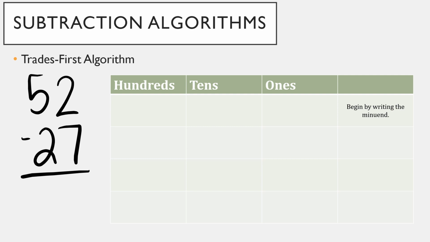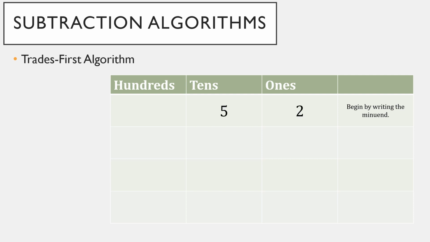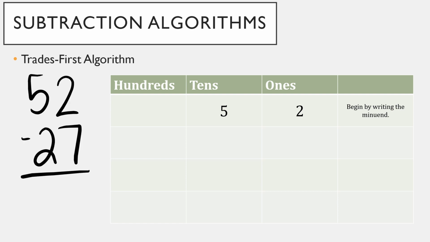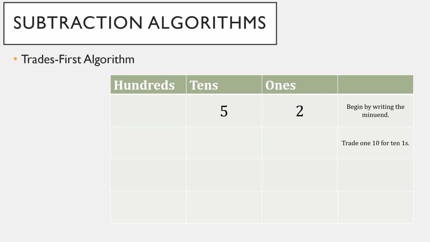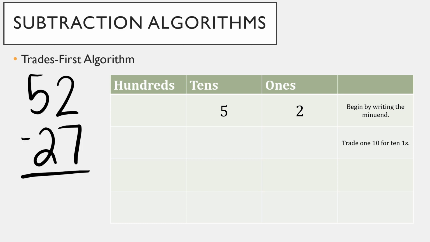So you're going to start by writing your minuend in. That's our original number that we started with, so 52. Then we are going to determine if we need to regroup. We are going to need to regroup because we cannot take 7 away from 2. So we're going to start by regrouping here. We're going to take one of the 10s and change that into 10 ones. We're going to trade one of our 10s for 10 ones.